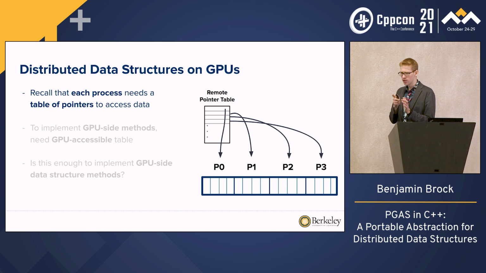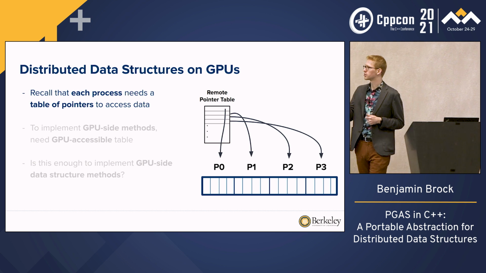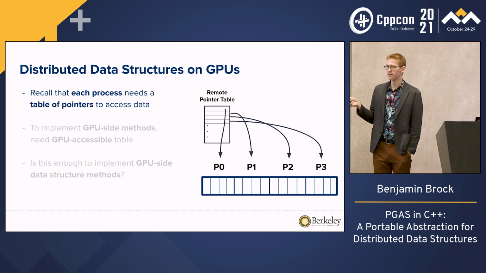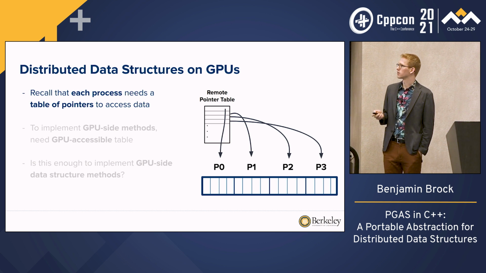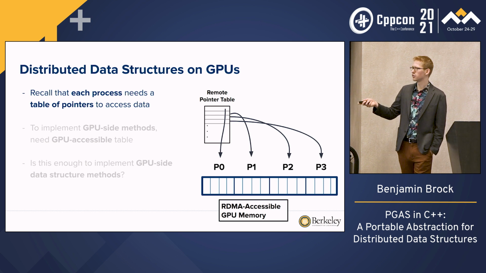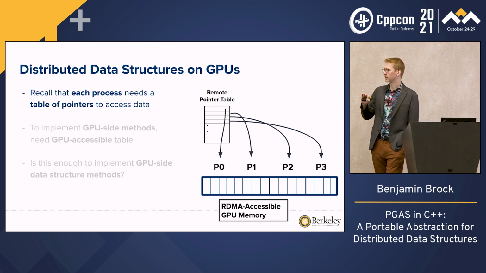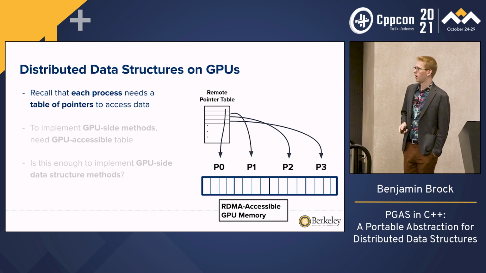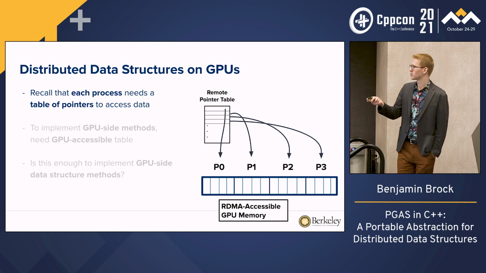Okay, so when it comes to implementing one of these data structures, recall that each process has this table of pointers that it uses to access the data. These remote pointers into data that lives on different nodes. So now, instead of this RDMA accessible memory that lives on the host, this is going to become RDMA accessible memory that lives on the GPU. So instead of being associated just with process 0's CPU, now it's associated with process 0's GPU.